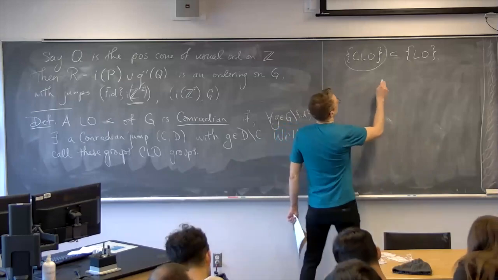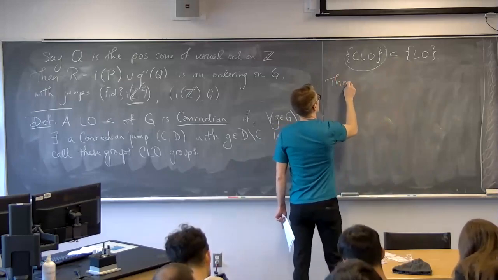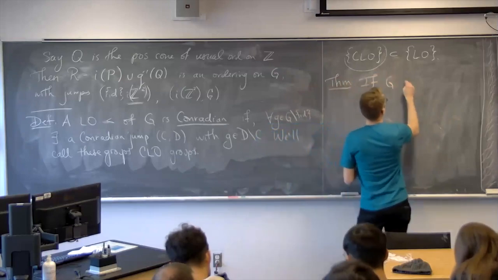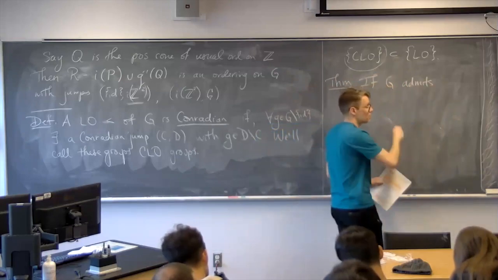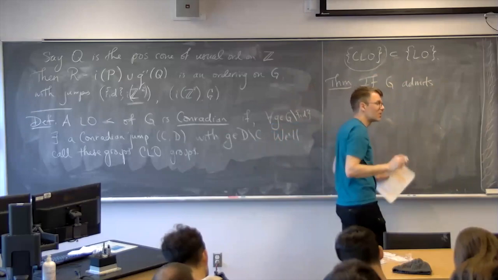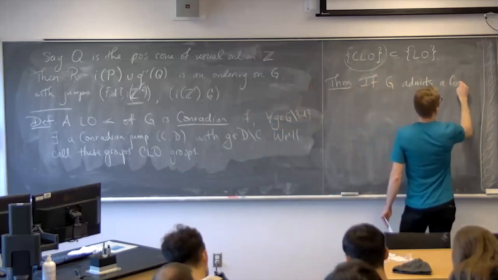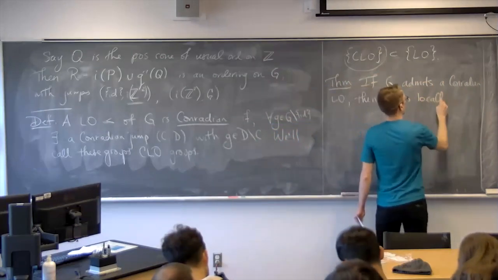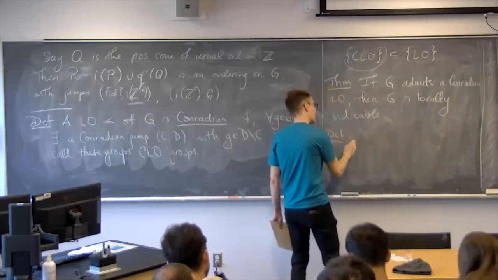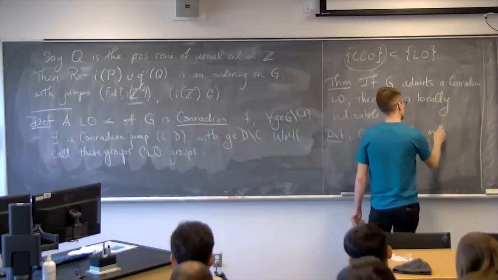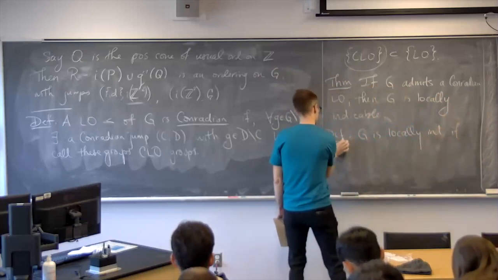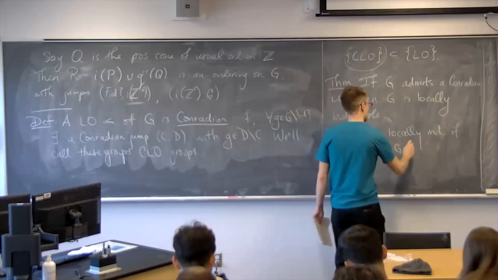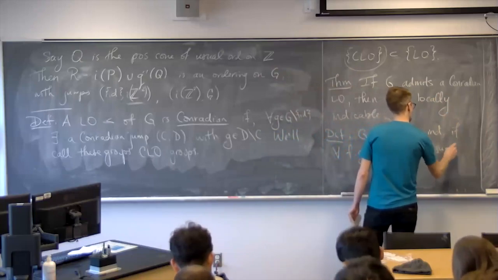Okay, so how do we show that this containment is proper? We need a theorem. I'll say the theorem first and then I'll define the term that I use in it. If G admits a Conradian LO, then G is locally indicable. Definition: G is locally indicable if for all finitely generated subgroups H in G, there exists a surjection from H to Z.